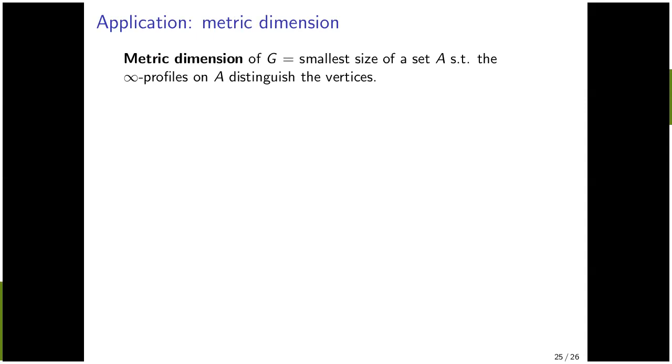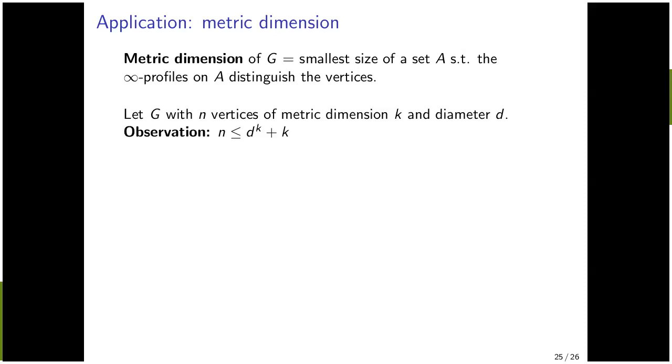So this means that we have a set A, which is called the resolving set, I think, such that the profile of a vertex on A completely and uniquely determines this vertex. Okay. And now we don't care, there is no R, we look at distance plus infinity.